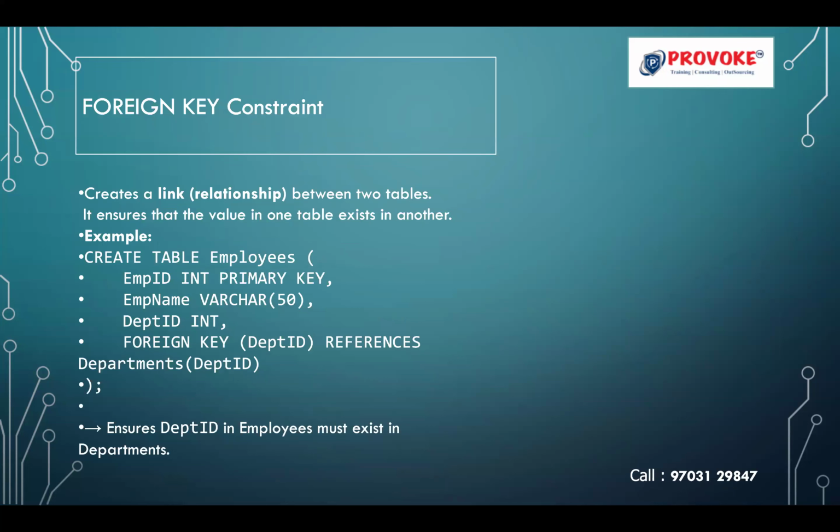Foreign key. It creates a link, a relationship between two tables. It ensures that the value in one table exists in another. This one I explained yesterday, but still let us cover all these constraints one more time to make clear that these all come in the data definition language. While creating the table only, you have to provide all these rules and regulations. If you want, you can alter it later using the alter command.